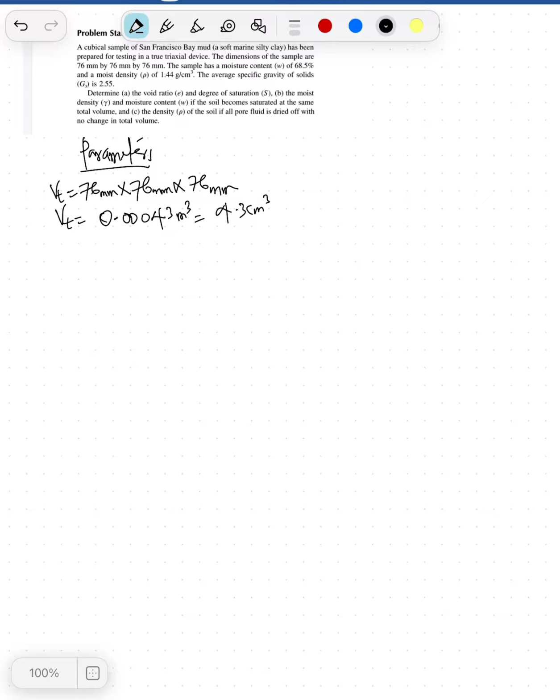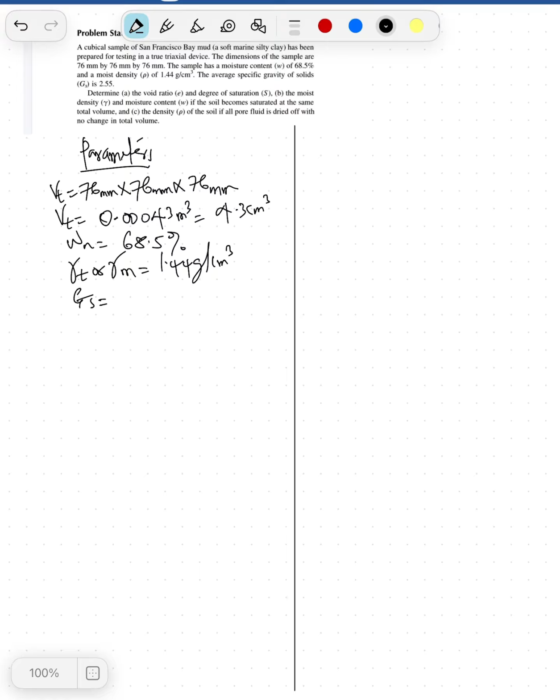Based on the parameters given, natural water content is 68.5%, and we are told that the total density or moist density is 1.44 gram per cm cube. So the specific gravity is what? 2.55.